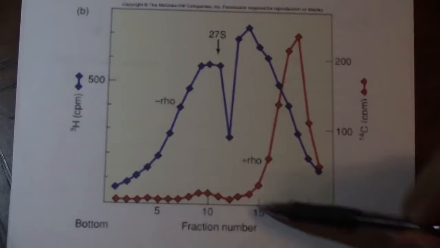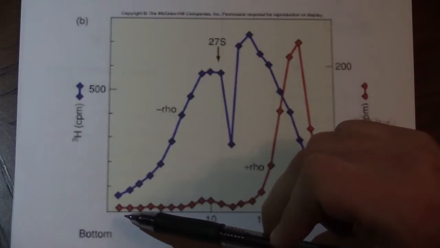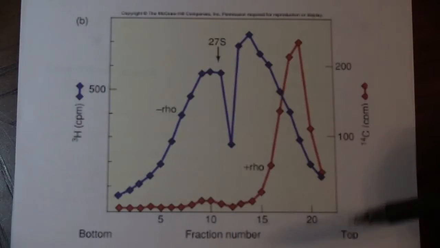On the graph, for the x-axis, we see fraction numbers, with smaller fractions correlating with larger RNAs, and larger fraction numbers correlating with smaller RNAs. On the y-axis, we see CPM, which stands for counts per million. This likely refers to a measure used by scintillation counting. This can be used as a measure of the amount of RNA within a certain fraction.